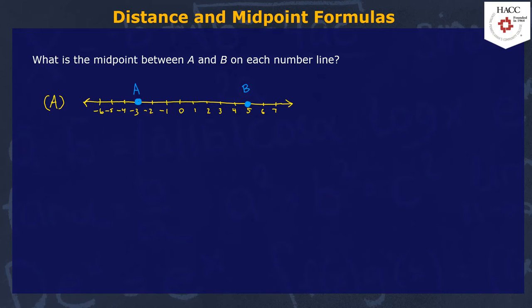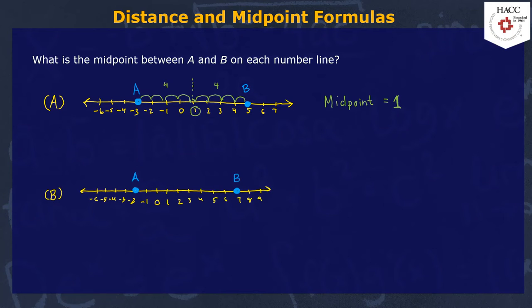Well, there's different ways if you have the number line in front of you. One way of looking at it is I start from both ends and move my way to the middle until I meet at a common point. And if I move 4 spaces to the right of A and 4 spaces to the left of B, I'm at the same place at 1. And therefore, the midpoint is at 1 for this first number line.